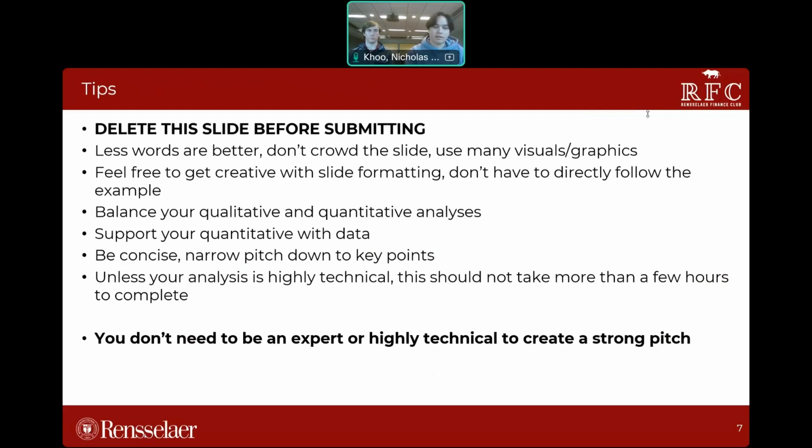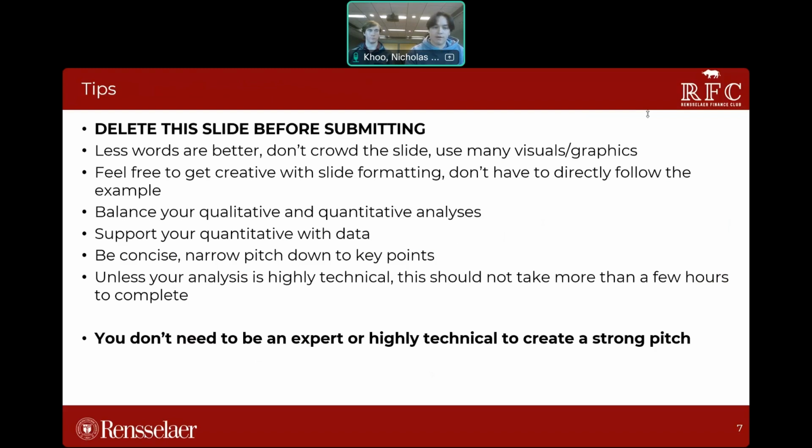And then, really, unless you're creating a really highly technical valuation, this probably shouldn't take you more than a couple or a few hours to complete. So it doesn't have to be a complete time suck. And then lastly, you don't need to be an expert or have a ton of experience to create a strong pitch.